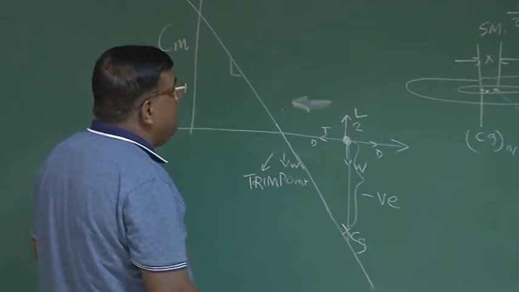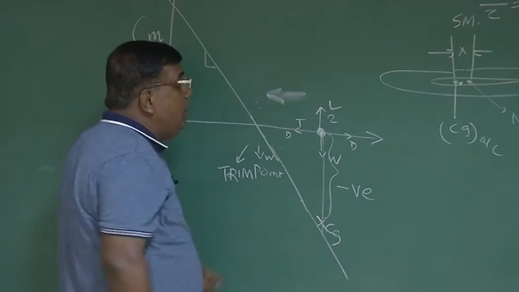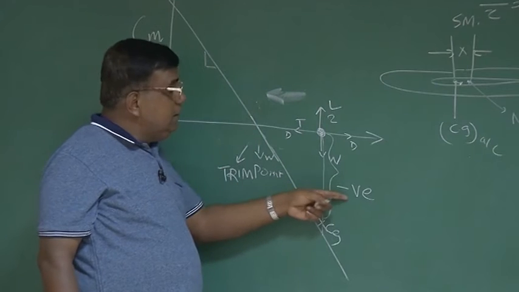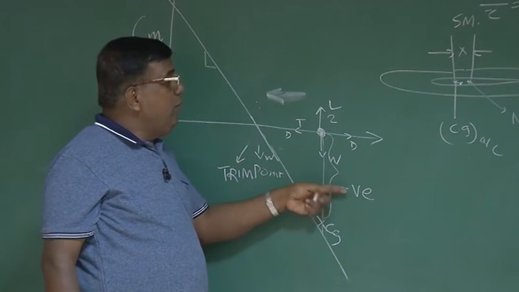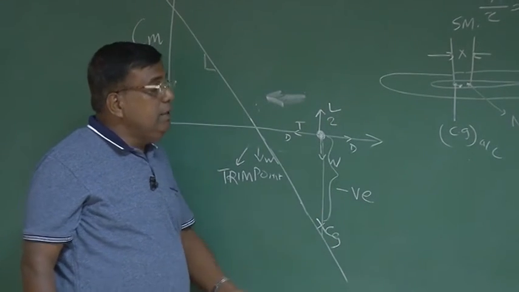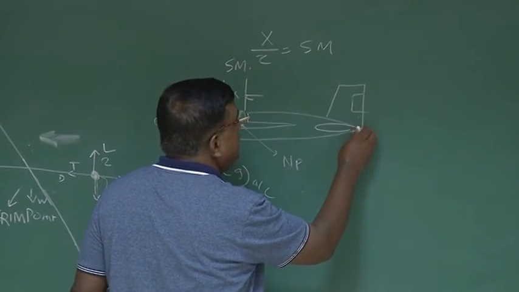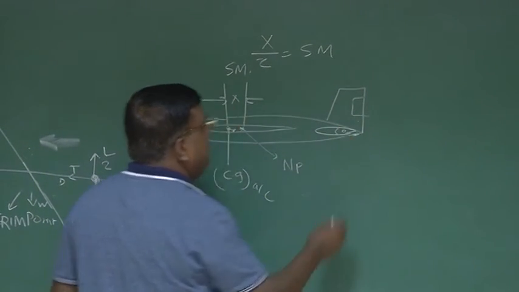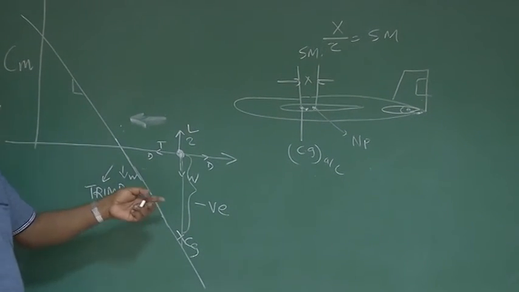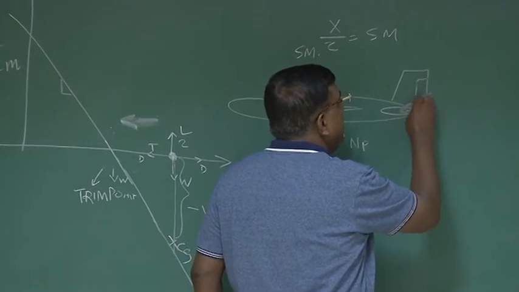But what is our aim? Our aim is, no, we will not allow it to come back. We want to hold it here. So if I want to hold it here, what I have to do? Who is trying to take it back? This negative moment. So if I want to hold this here, means I have to nullify this negative moment. So how can I nullify this negative moment? So there is an elevator here. So I have to do what? I have to generate positive moment, positive pitching moment. And how can I generate positive pitching moment? I will deflect the elevator up.